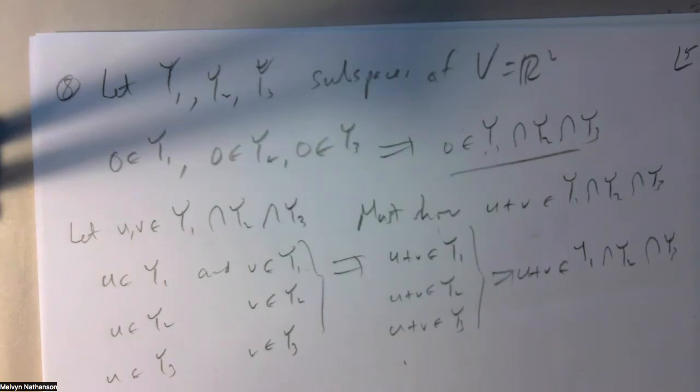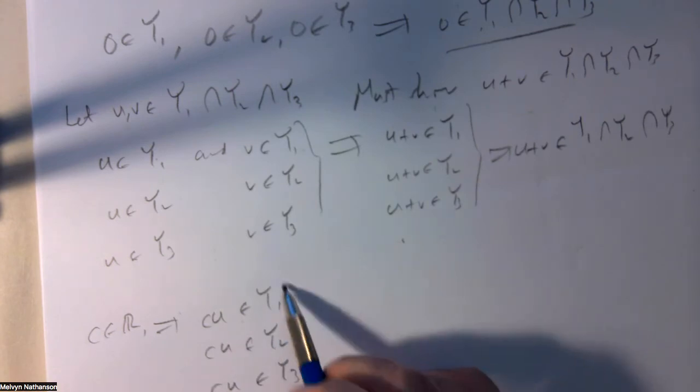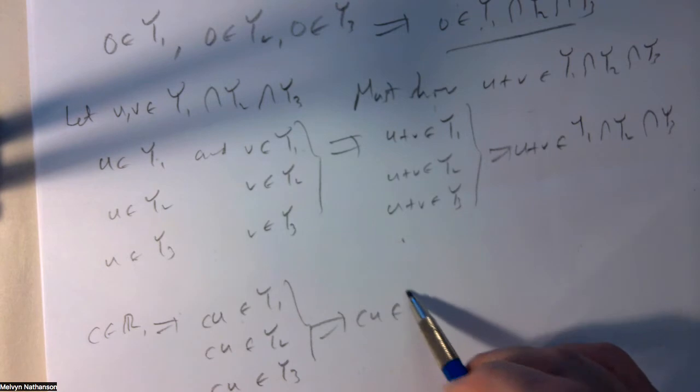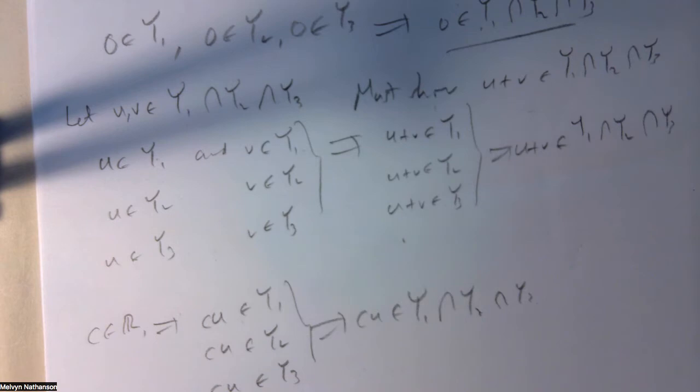And if I take any scalar c in R, if u is in Y1, Y2, and Y3, then cu is in Y1, cu is in Y2, cu is in Y3, so cu is in the intersection. And this argument works, so that's the proof. This argument works whether you have three subspaces, two subspaces, or infinitely many. All right.